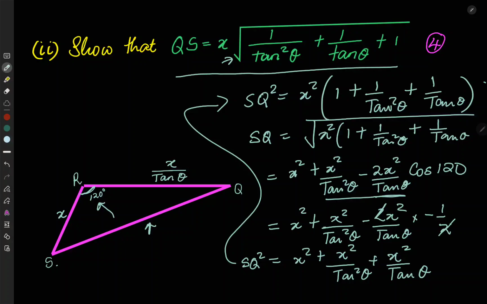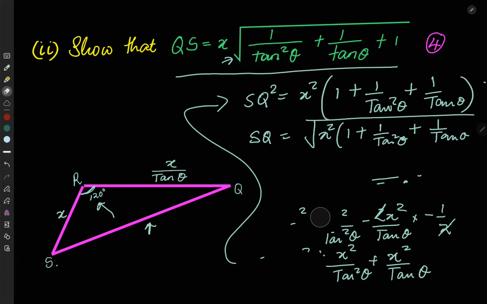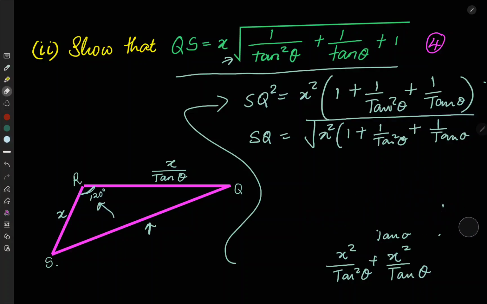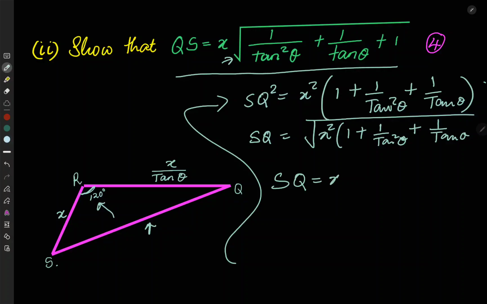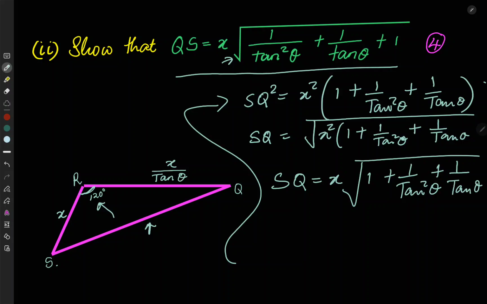And this can also be simplified further. Then we can find the square root of x squared there, and that will just be x. And then in the end, we're going to have SQ is equal to x, then the square root of this one, we keep it inside the square root, 1 plus 1 over tan squared theta plus 1 over tan theta. And that is how you do this kind of a question. It's pretty easy. If you do it step by step, you always get all the 4 marks.